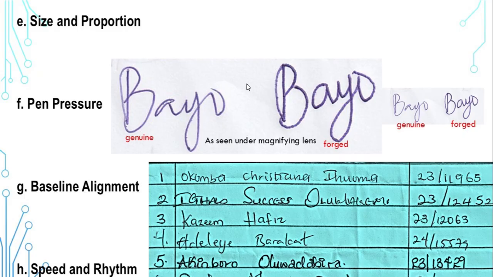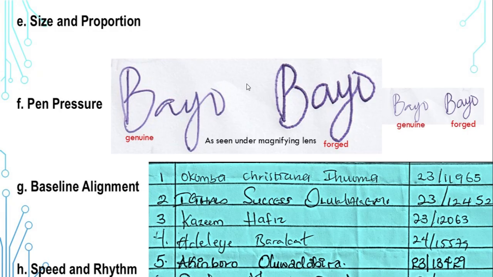Let's move further. There is another very, very important feature, which is pen pressure. Pen pressure is the amount of pressure that you exert on the pen and the paper while you are writing. That is what forms the thickness of the stroke or the lines. If the pressure is light, the line will be light, that is, very thin.